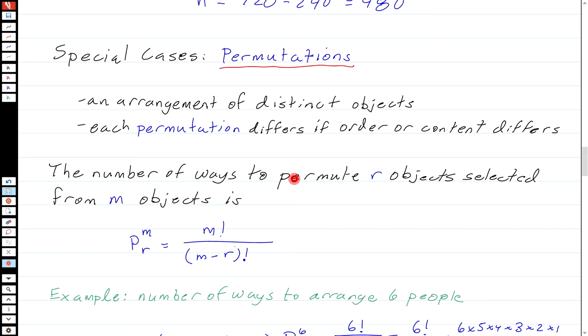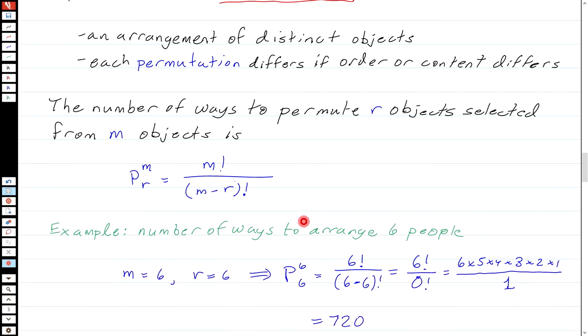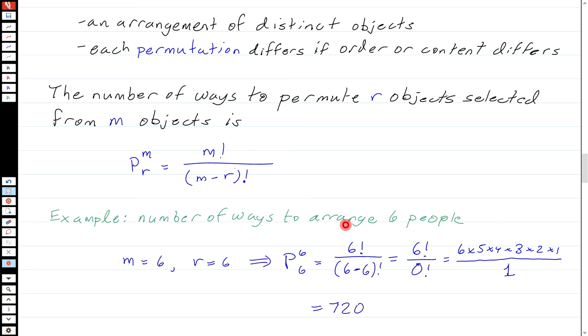So the number of ways to permute R objects selected from M objects is, and I'm going to use the notation P superscript M subscript R, is M factorial over M minus R factorial. So, for example, the number of ways to arrange 6 people. In this particular case, because usually people are interested in what order they are in the lineup, order matters. So this is going to be a permutation.